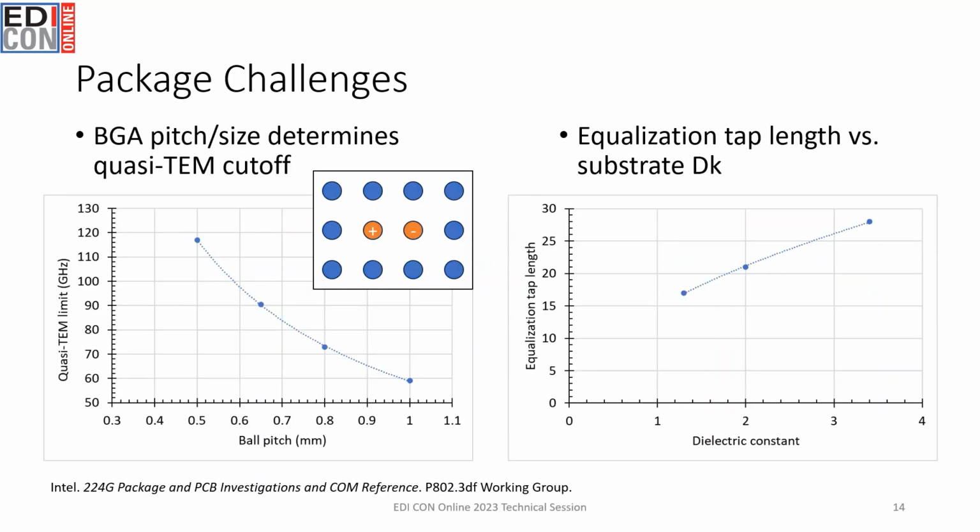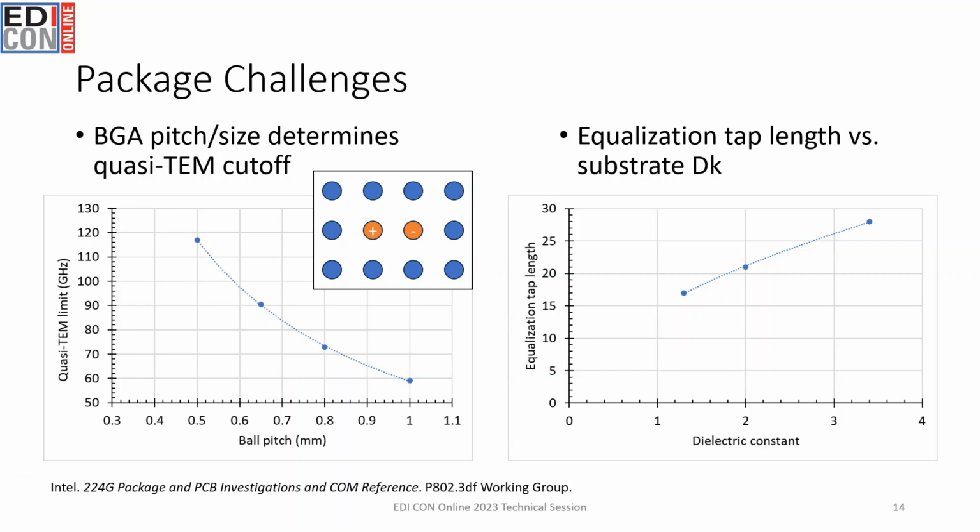Now, earlier I mentioned that the package also matters for these types of systems. So I want to briefly address some of the package challenges because, of course, the package has to meet the PCB and they have to work together to ensure that the system is going to work to spec. So your PCB could be designed perfectly, but of course if your package is incorrect, then the channel may not function. So the first aspect of channel design that's quite important is the BGA pitch and size.